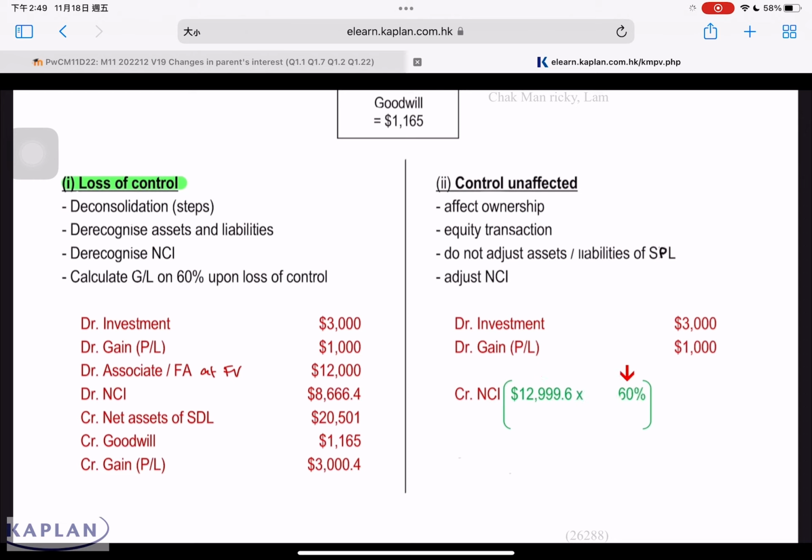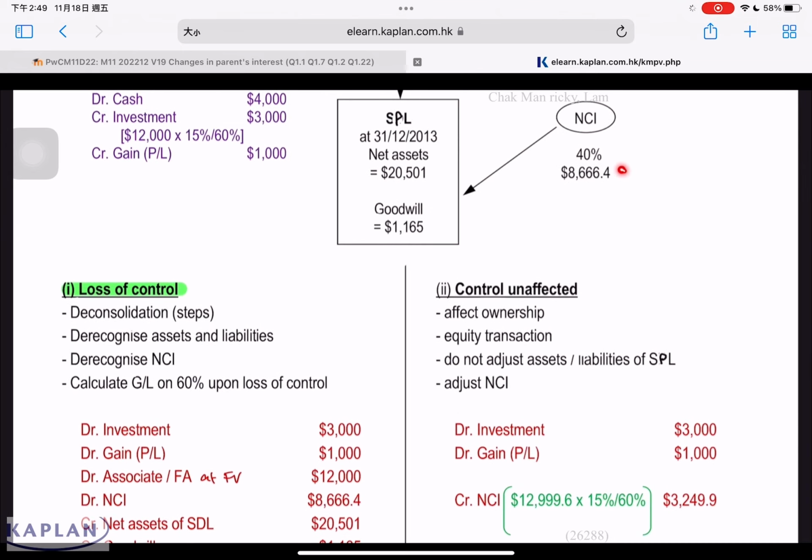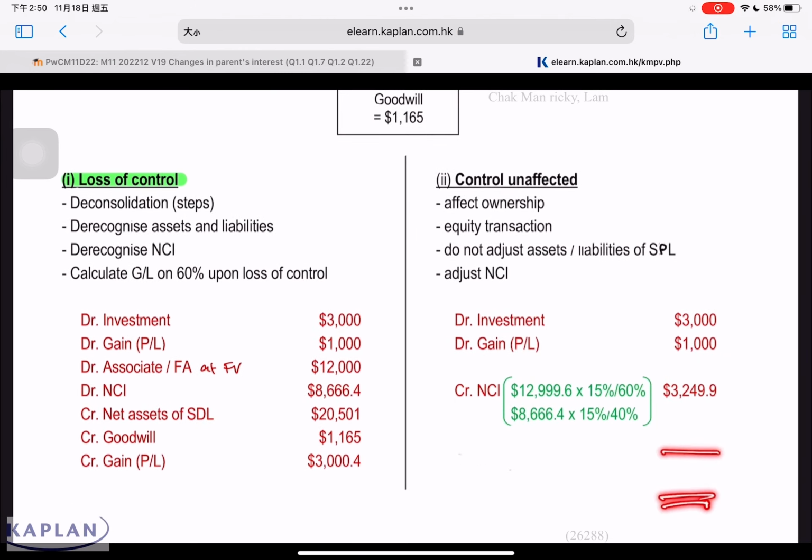12,999.6. This represents 60%. And the parent sold 15 of the 60%, which equals 3249.9, using the parent interest to calculate. If you use the NCI interest to calculate, in this case, you get the same answer. But in most cases, no. NCI is 8666.4, and that is 40%. Increased by 15%, you get the same answer, 3249.9. Calculate the balancing figure: 4,000 minus 3249.9. There's a difference of 750.1.